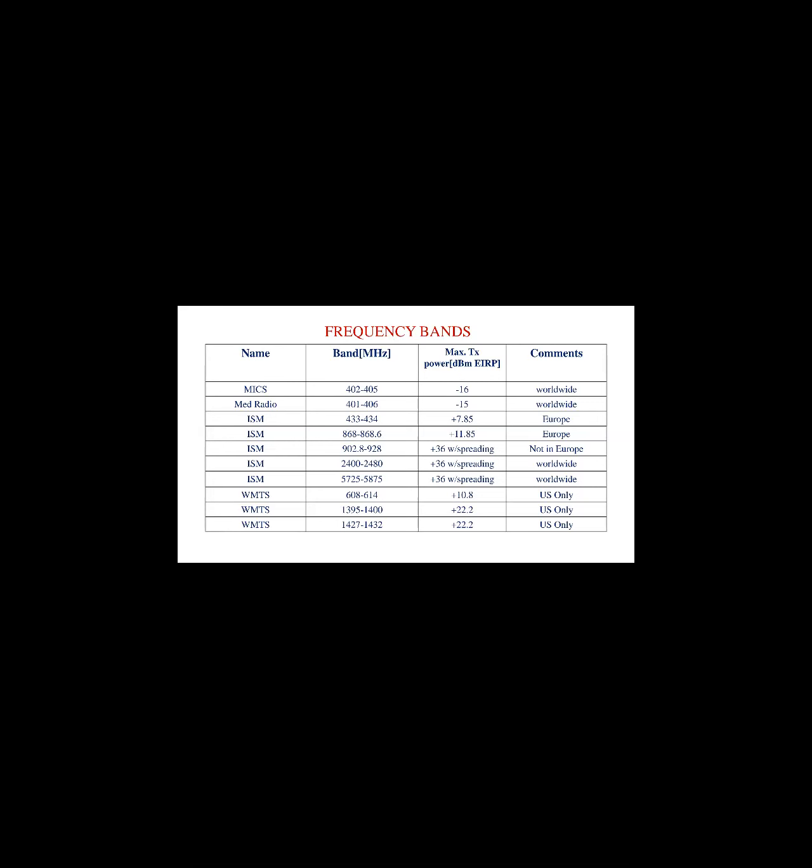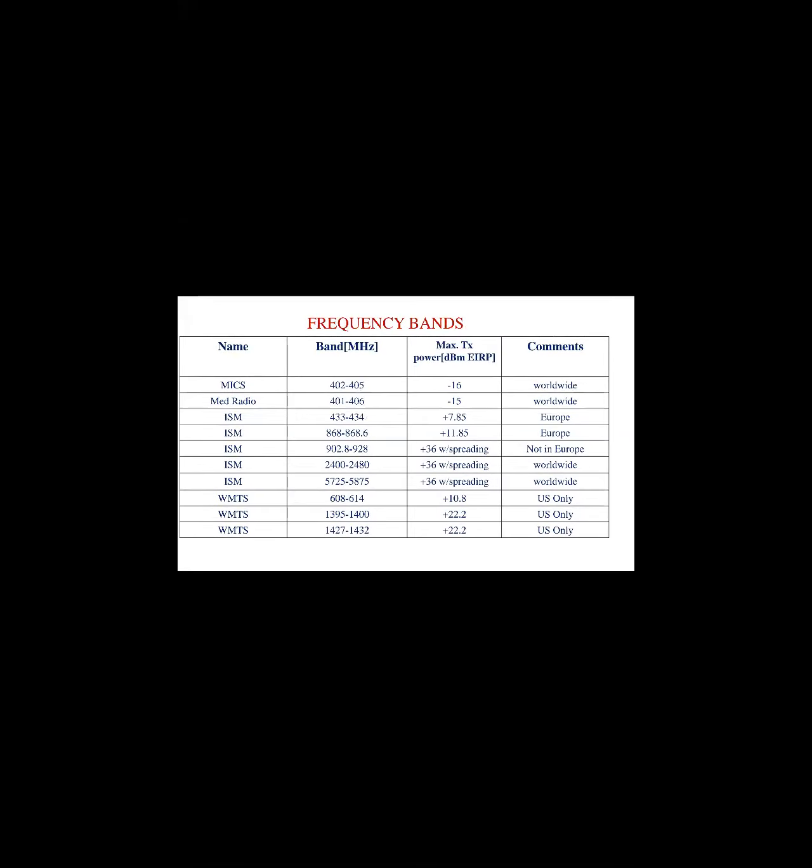If you use the ISM band, there are different classes of ISM frequency bands, like 433 to 434 MHz. It has a maximum transmitted power of 7.85. They can concentrate more on European countries. If you're using 868 to 868.6, they're using a plus 11.85 maximum transmitted power. They can also concentrate on the European continent. So similarly, we have five different ISM frequency bands, like 902 to 928 MHz, 2.4 to 2.48 GHz, and 5.725 to 5.875 GHz. These are all the frequency bands from the ISM band.